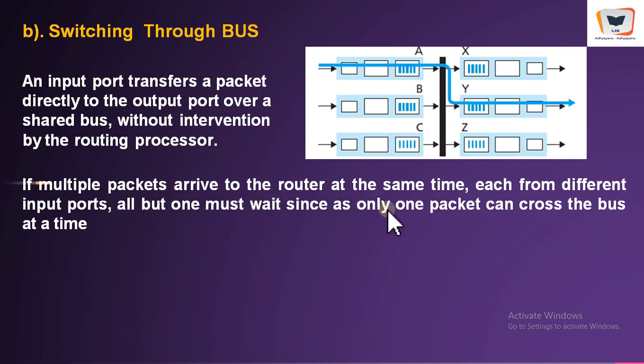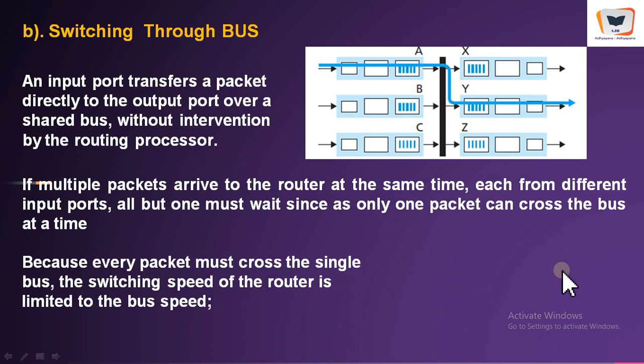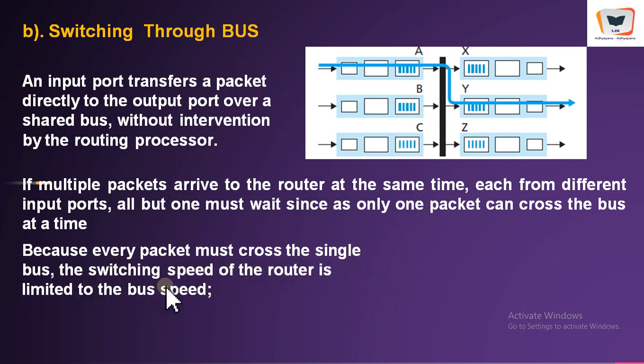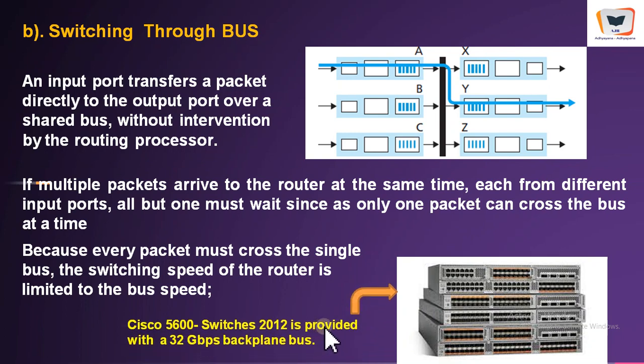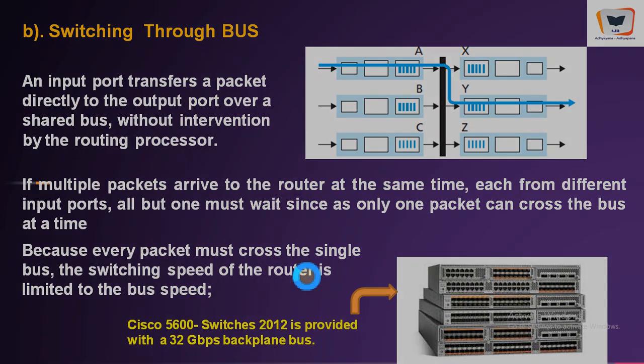If multiple packets arrive at the router at the same time, each from different input ports, all but one must wait, since only one packet can cross the bus at a time. This is the bottleneck with the bus kind of switching fabric. Because every packet must cross the single bus, the switching speed of the router is limited to the bus speed. The higher the data rate of the bus, the higher the speed of switching. Therefore the bus capacity limits the speed of switching. The Cisco 5600 switch is provided with a 32 gigabits per second backbone bus. This is the switch in which this kind of bus switching fabric is provided.